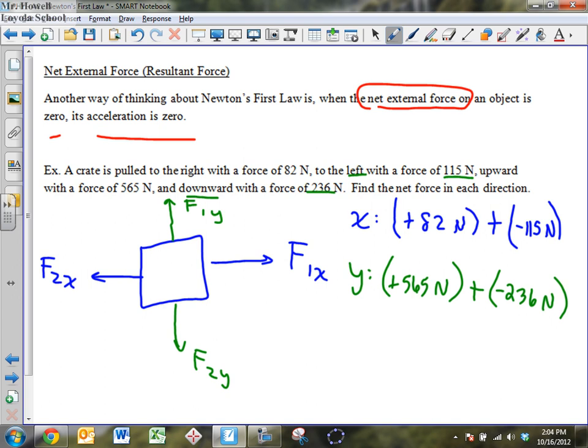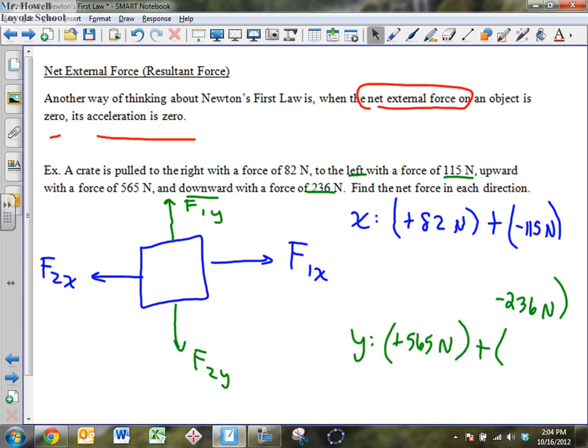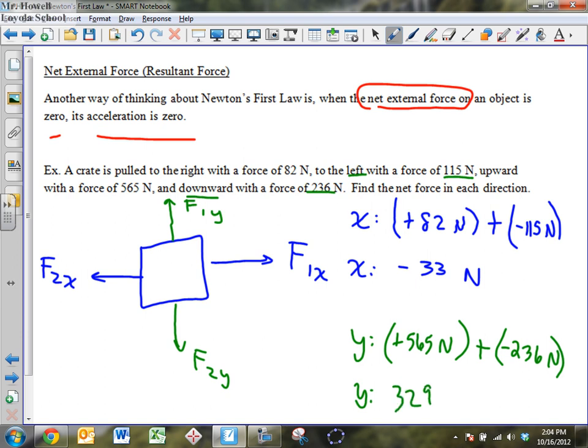So let's sum these up. Let me move this down a little bit. In the x direction, what do we get here? Negative 33. Negative 34. Thank you. It really doesn't matter which one you call 1 and 2 now. It's up to you to decide. In the y direction, 329, I think? Does that sound right? Yeah. Somebody check for me, please.